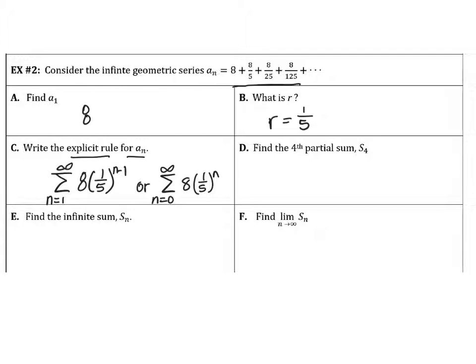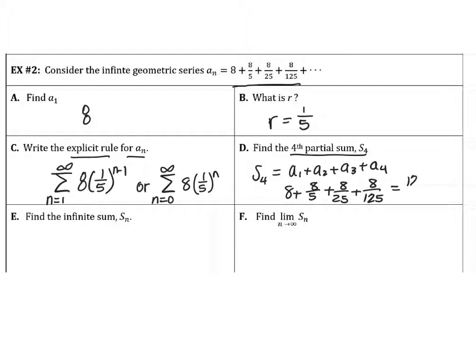Now my fourth partial sum, so S sub 4, that fourth partial sum, is really going to be a sub 1 plus a sub 2 plus a sub 3 plus a sub 4. That's what that one's going to be. So a couple of ways to do that. One way, you could list out all of those terms. So you would have 8 plus 8/5 plus 8/25 plus 8 over 125. So that is one way you could do that, and that's going to give you 1248 over 125.